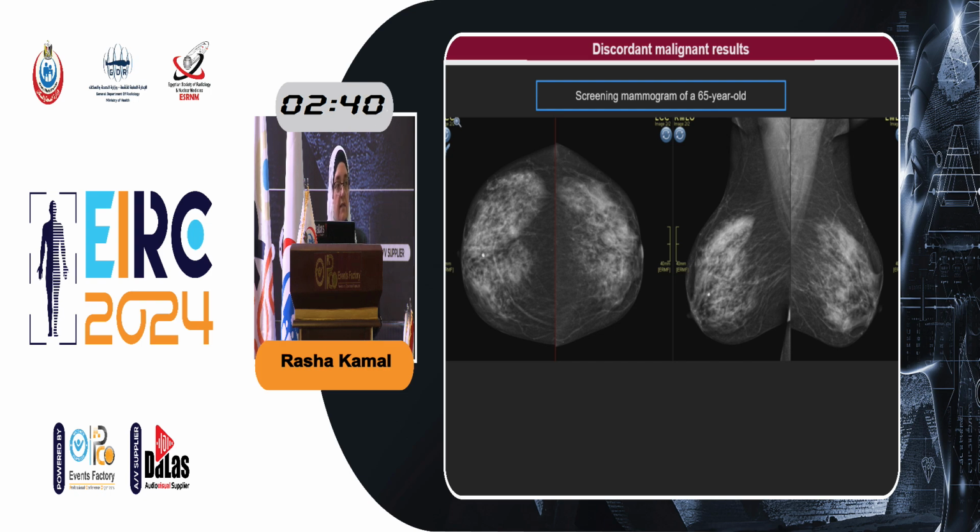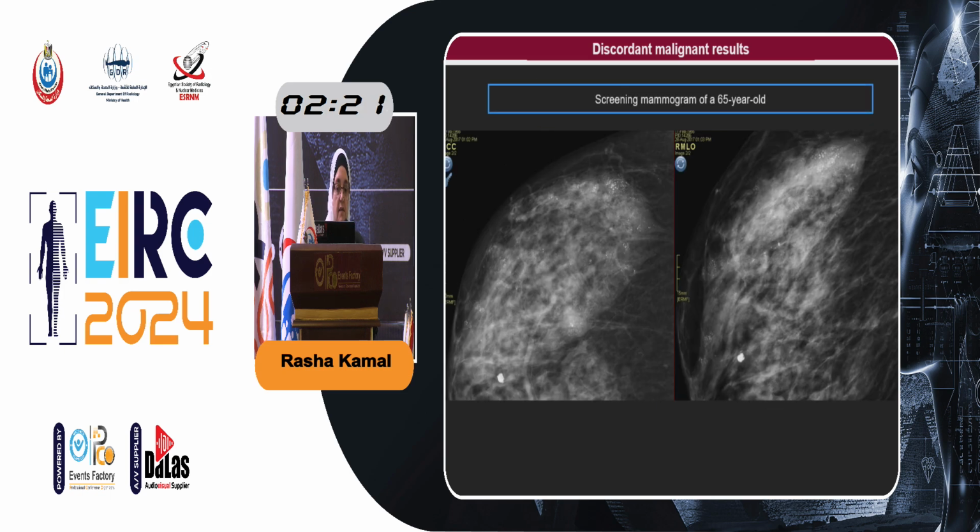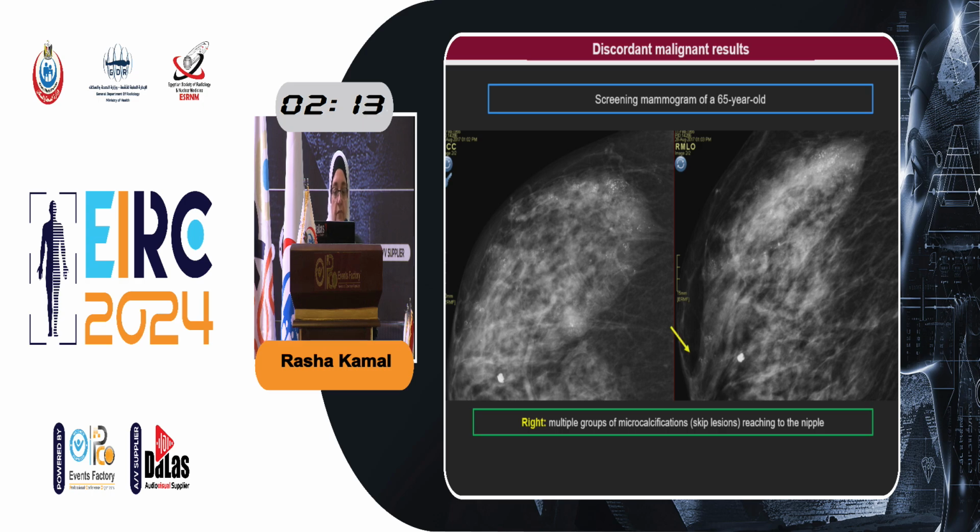result. This is a screening mammogram of a 65-year-old female. She had a small obscured mass lesion in the left breast, and on ultrasound it was a cyst. But there was a more serious finding in the right breast, and we cannot see this serious finding unless we do a magnification to the right breast. And again, we see that there are microcalcifications extending down to the nipple.